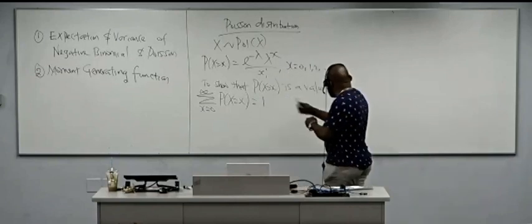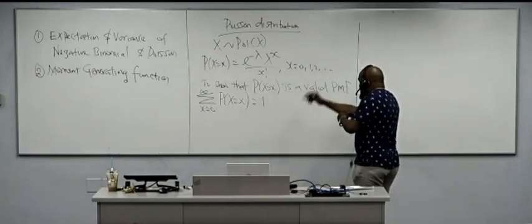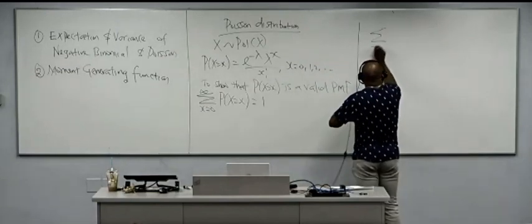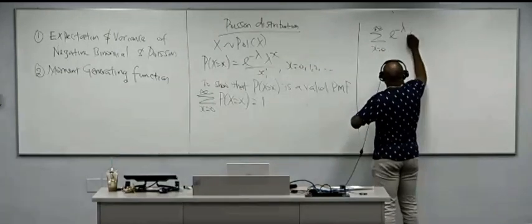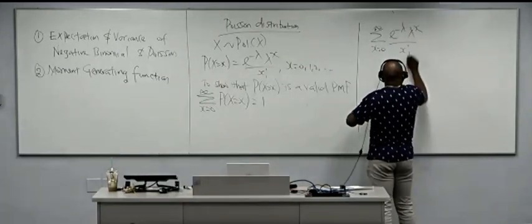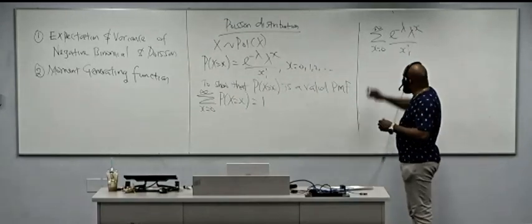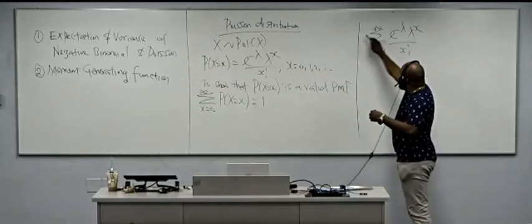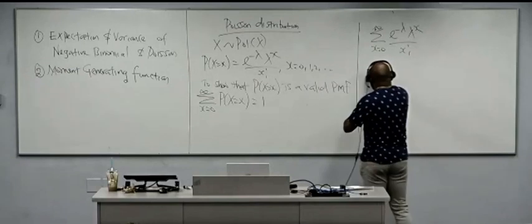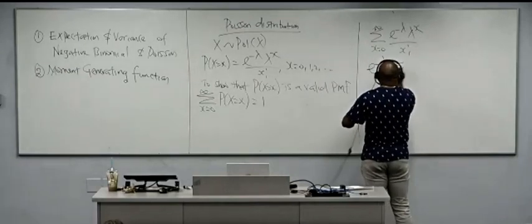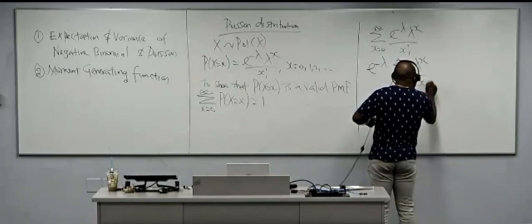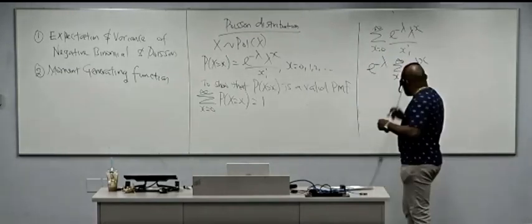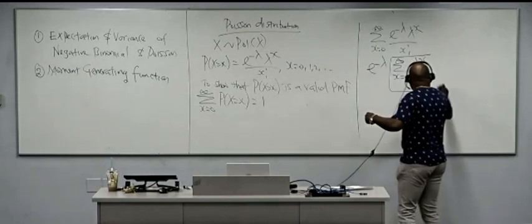Now, I want to show that this is valid. So I'm actually going to have the summation from x equals 0 to infinity. I'm summing with respect to x, right? So this is going to come out, that's a constant, right? Then I'm going to have, take a look at that. Now take a look at this.